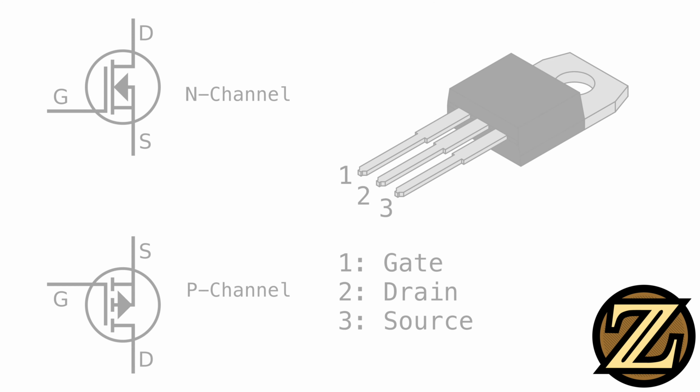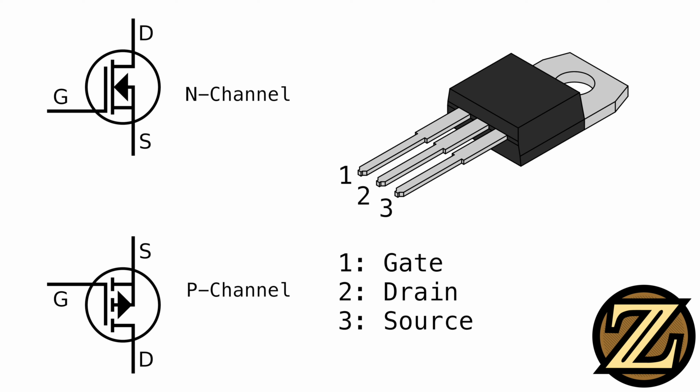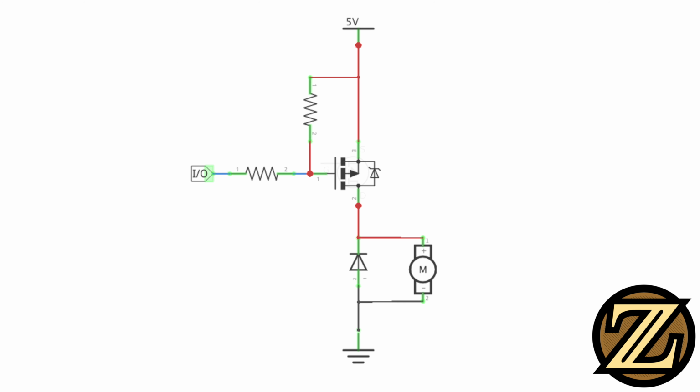But enough about N-channel MOSFETs. Let's look at the P-channel MOSFET. Here I have a similar circuit as before, including the I/O, gate resistor, pull-up resistor, the transistor, motor, and flyback diode. The pull-up resistor pulls the gate up to 5 volts when our signal is left floating.